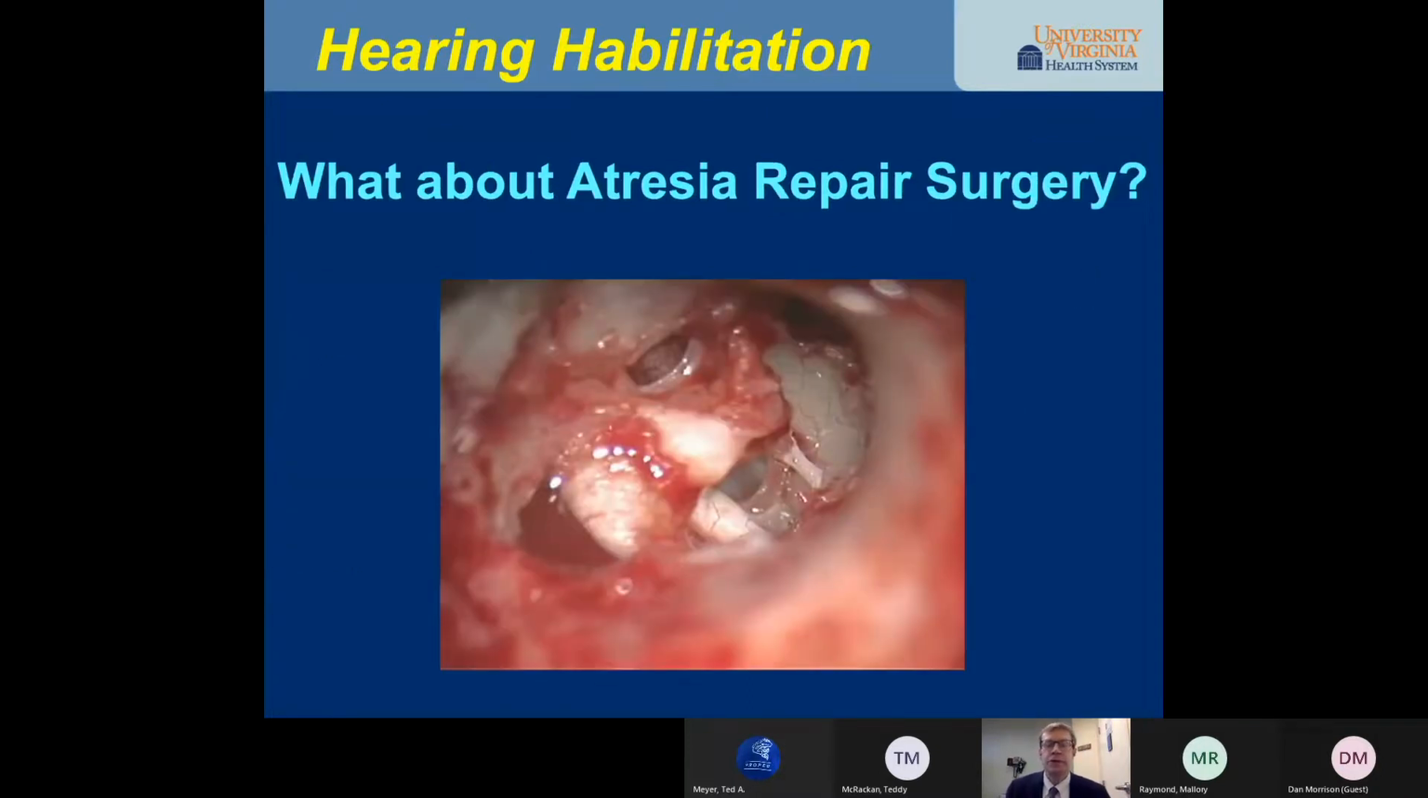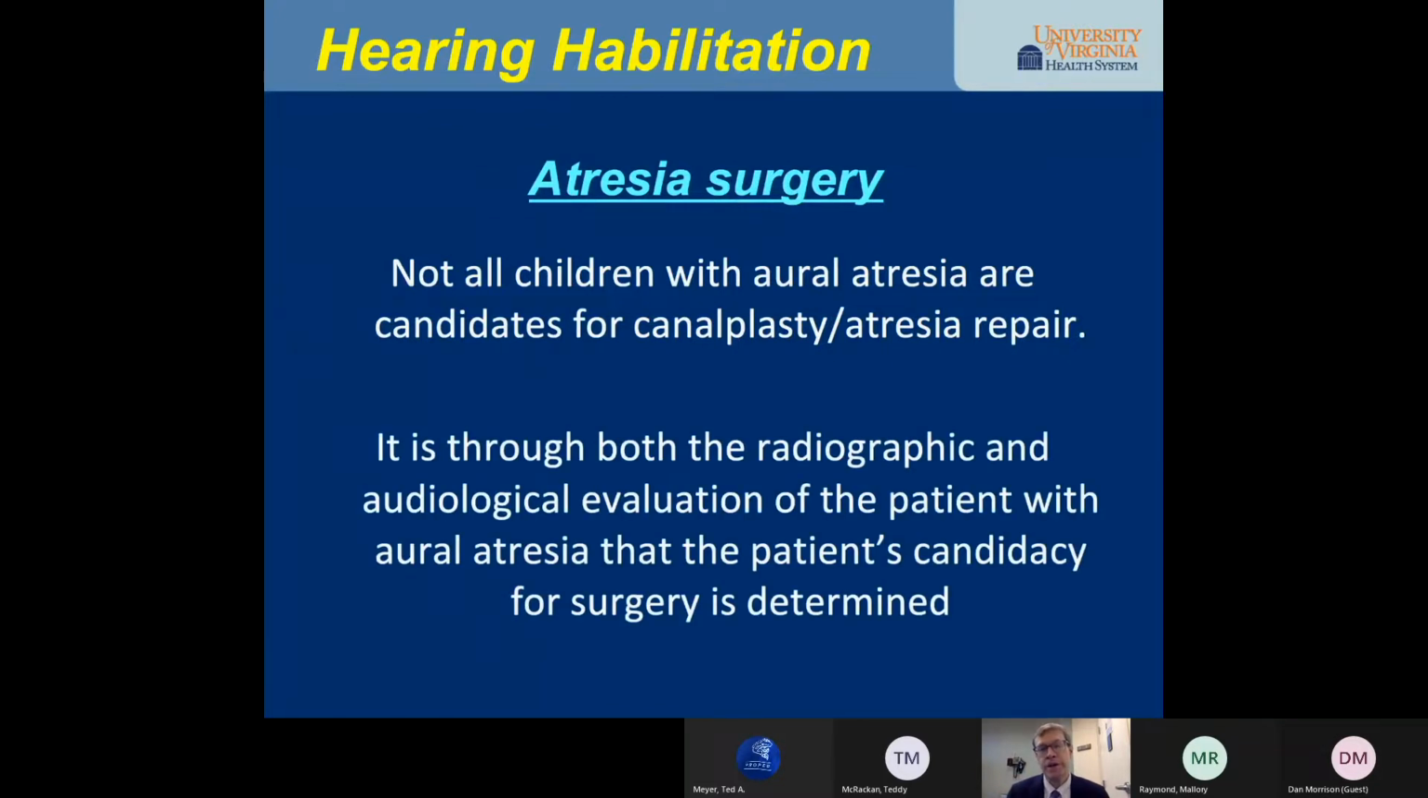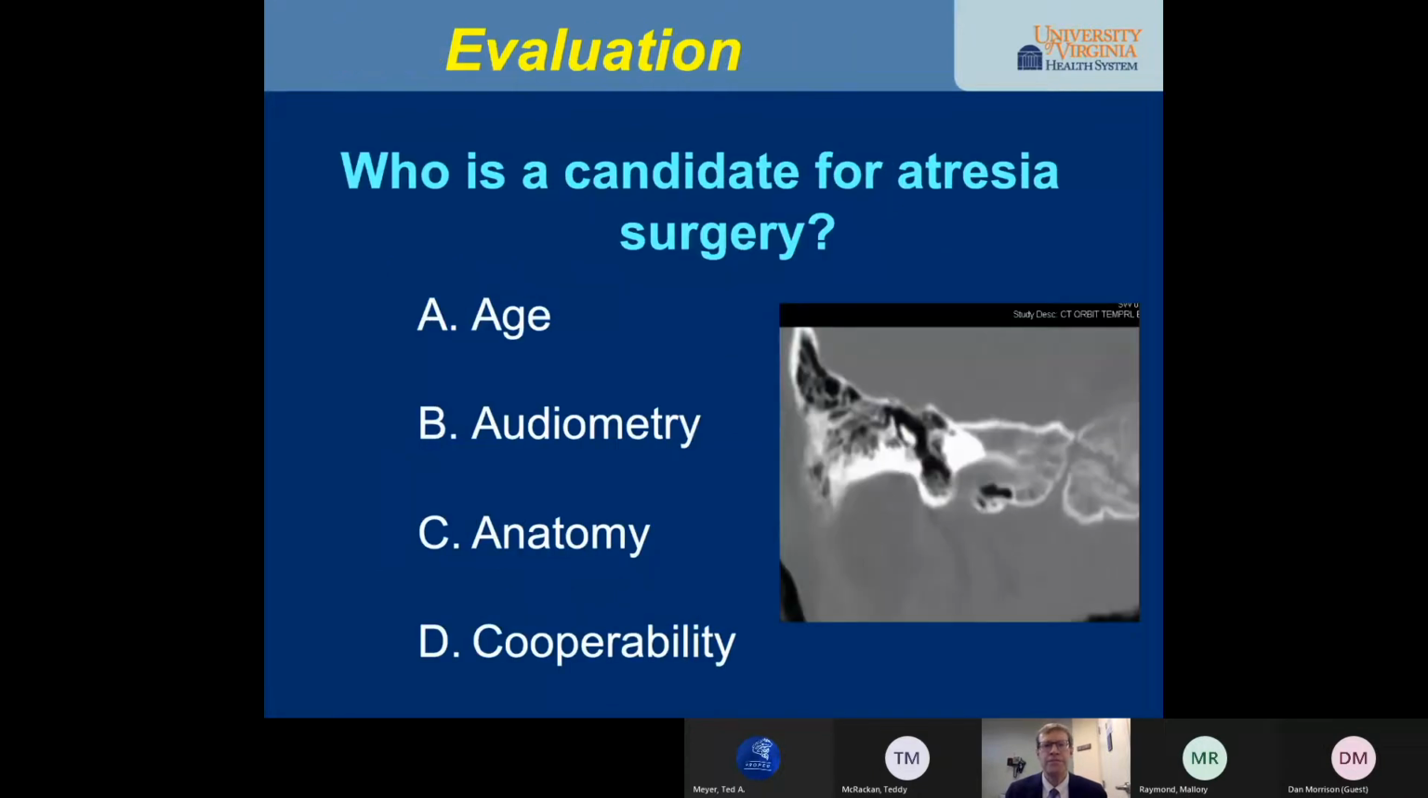So finally, we come to atresia repair surgery. What role does that have in these children with unilateral or bilateral aural atresia? It's important to know, first off, that not all children with aural atresia are candidates for canal surgery. It's through both the audiometric and radiologic evaluation that we can assess their candidacy. Having done this for many years, I will admit I cherry pick these children. If something is not quite right with the ossicles or the middle ear volume is small, I'll warn parents, your child may get a good early result, but the long-term result may not be as good.